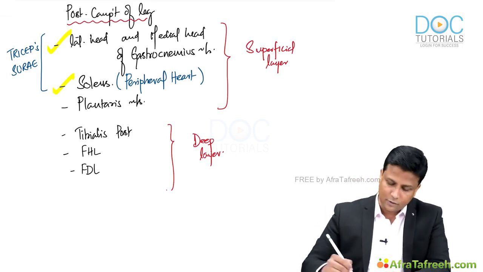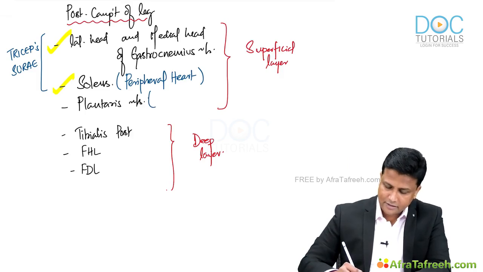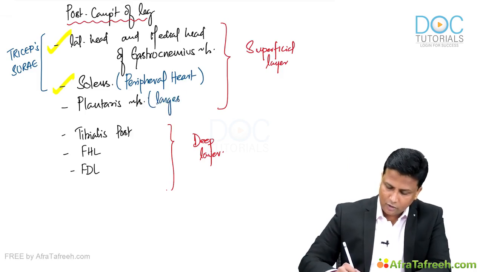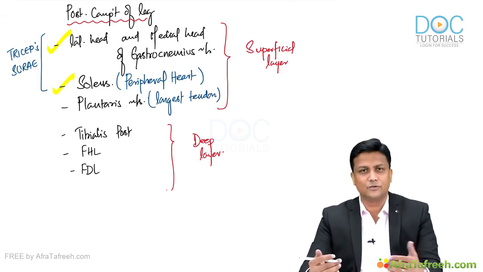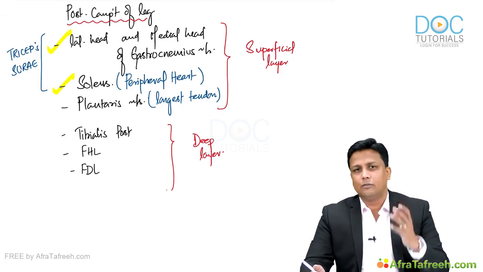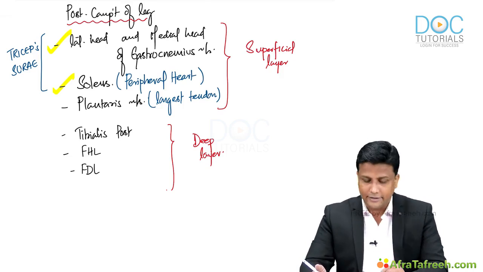One more MCQ which is possible here, plantaris. Plantaris muscle is the one which has got the longest tendon in the entire body. A muscle is always attached to a tendon, and which muscle in our entire body has got the longest tendon? That is the plantaris.